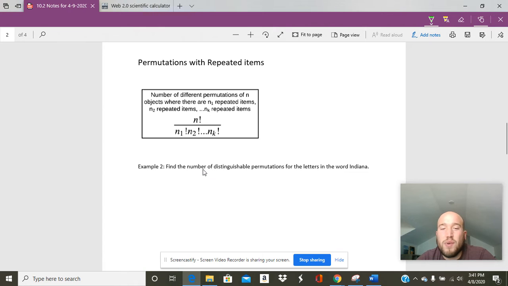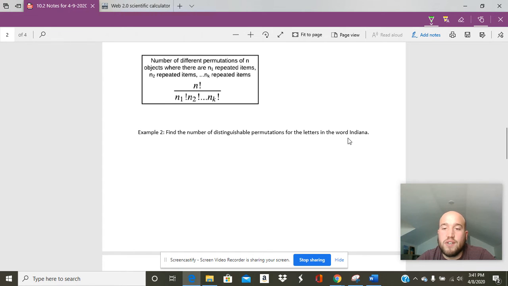So it says find the number of distinguishable permutations for the letters in the word Indiana. So the first thing we're going to do is count how many different letters there are. So 1, 2, 3, 4, 5, 6, 7. 7 different ones, so 7 factorial. That's going to go on top because there's 7 letters in Indiana.